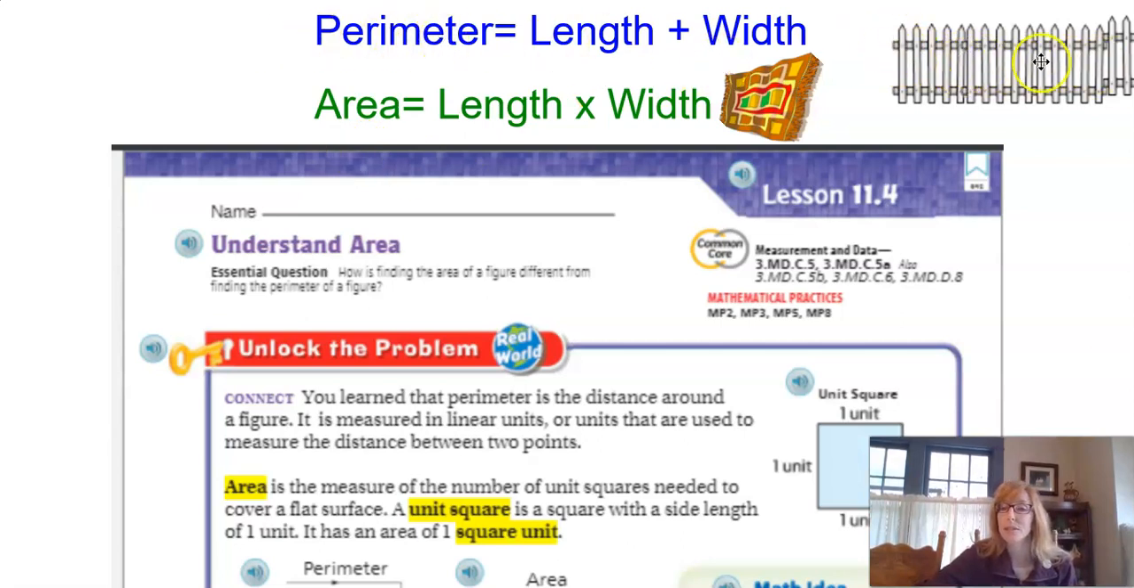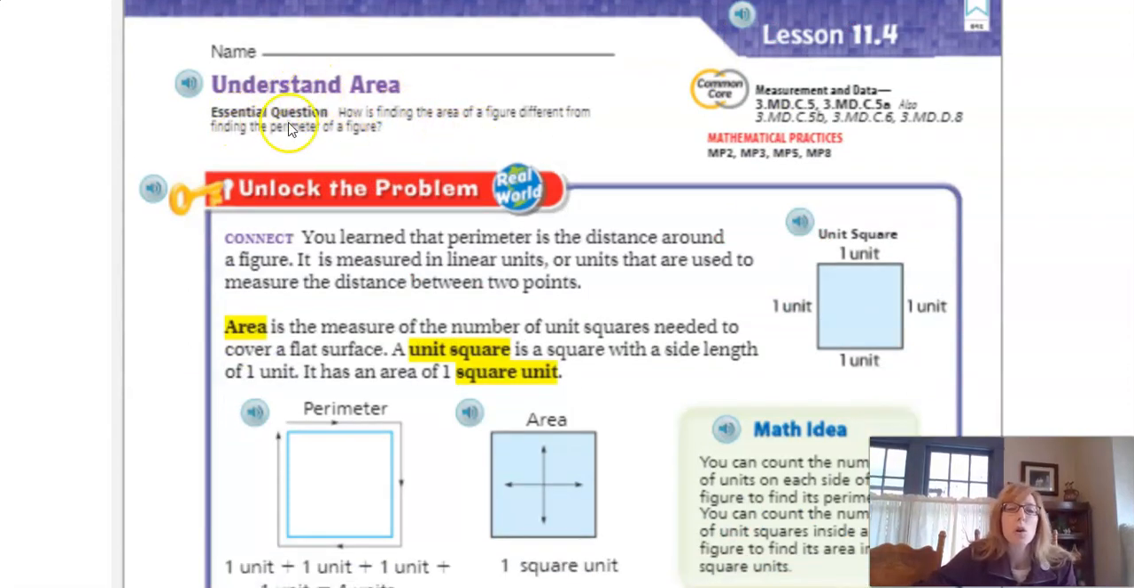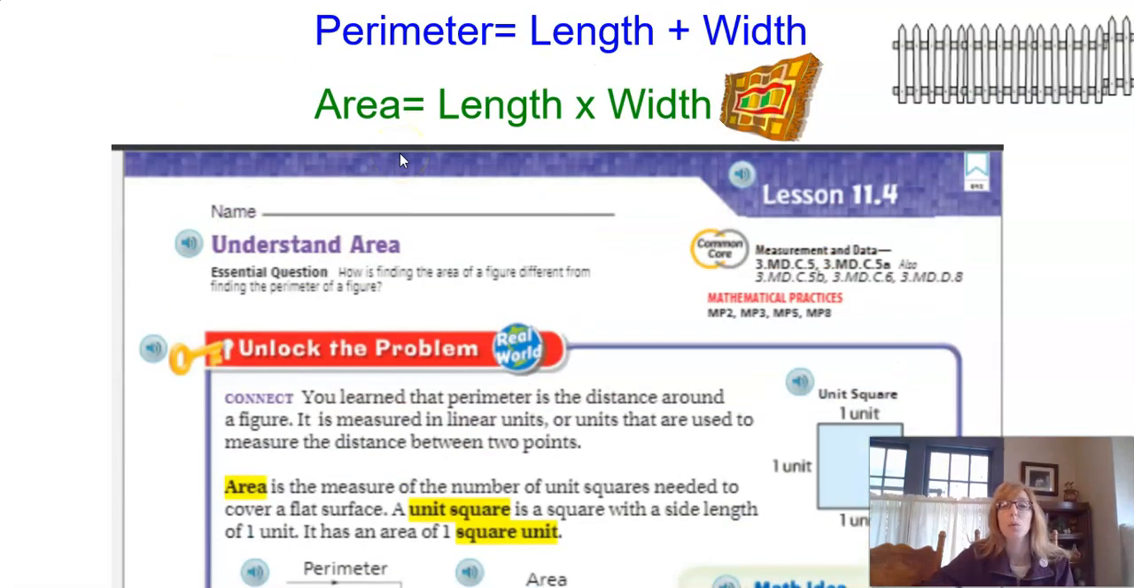Perimeter is the distance around, and area is the measurement of square units needed to cover a flat surface. Okay? The area to cover a flat surface. And it's measured in square units. We're going to talk about square units. So our essential question is, how is finding the area of a figure different from finding the perimeter of a figure? So we just discussed that. We know that perimeter is the distance around something, whereas area is the flat part. It's the measurement of square units needed to cover a flat surface.